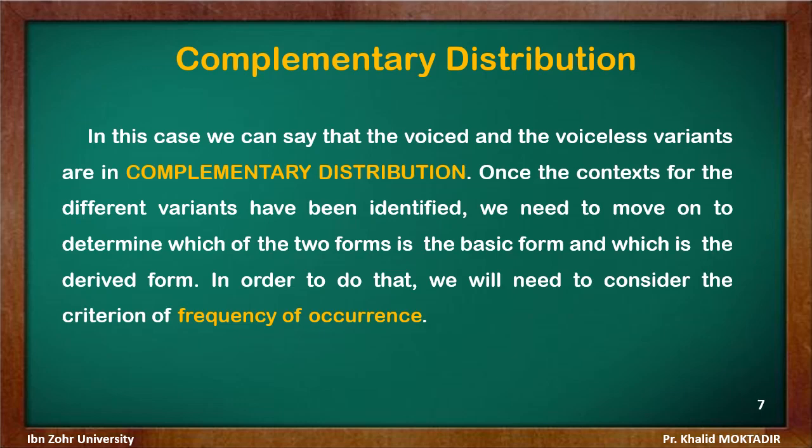Now, once the contexts for the different variants have been identified, we need to move on to determine which of the two forms is the basic form and which is the derived form. And in order to do that, we will need to consider the criterion of frequency of occurrence. Now, what does that mean? That's what we see in the next slide.